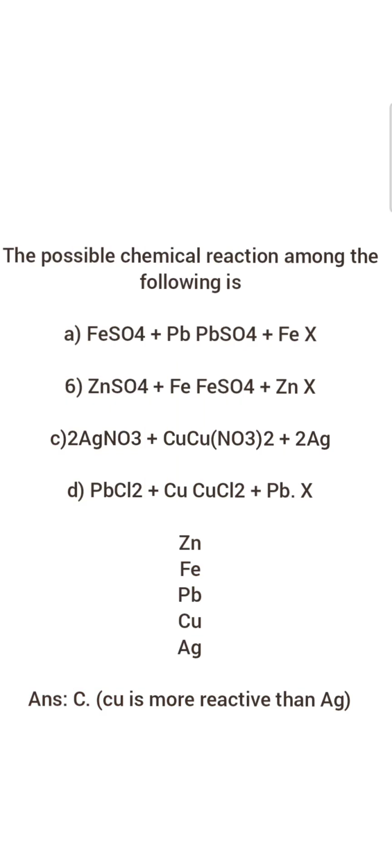In this question, when we see option A, lead is a less reactive metal than iron and hence it cannot replace iron from its position. And when we see option B, zinc sulfate and iron, iron cannot replace zinc because iron is less reactive than zinc.